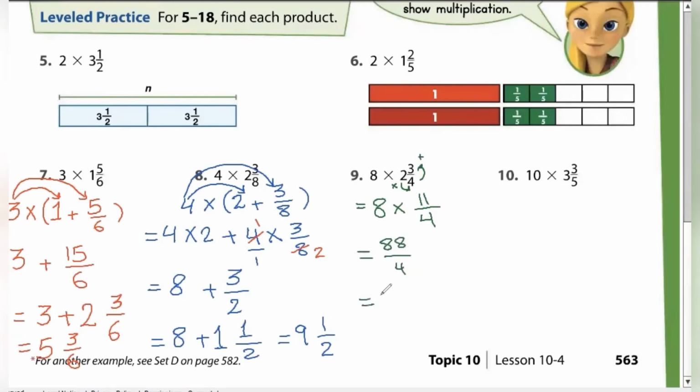88 divided by 4 equals 22. 8 divided by 4 is 2.